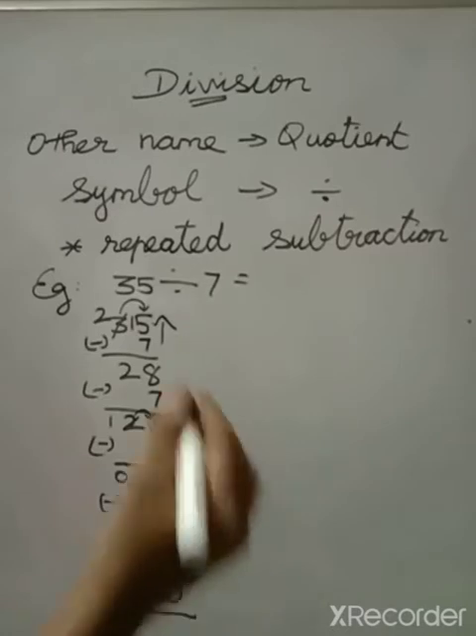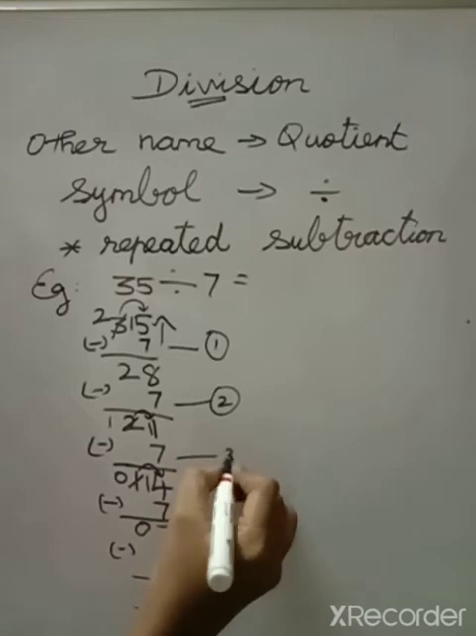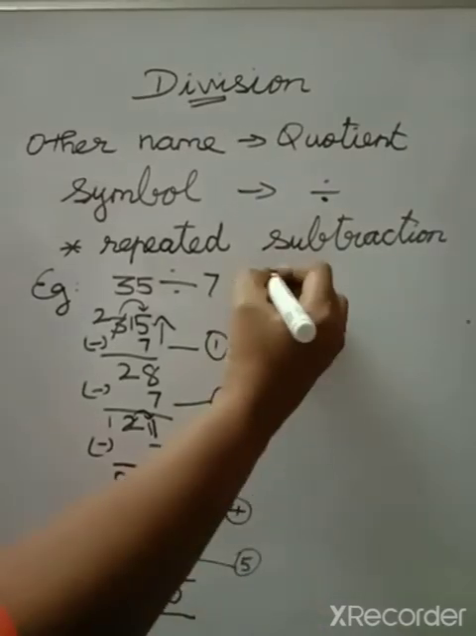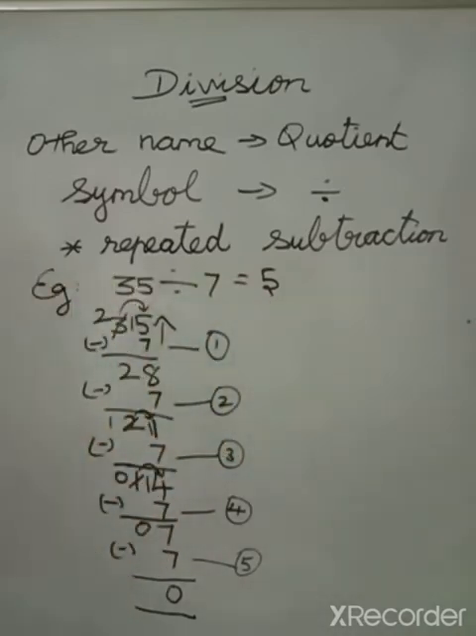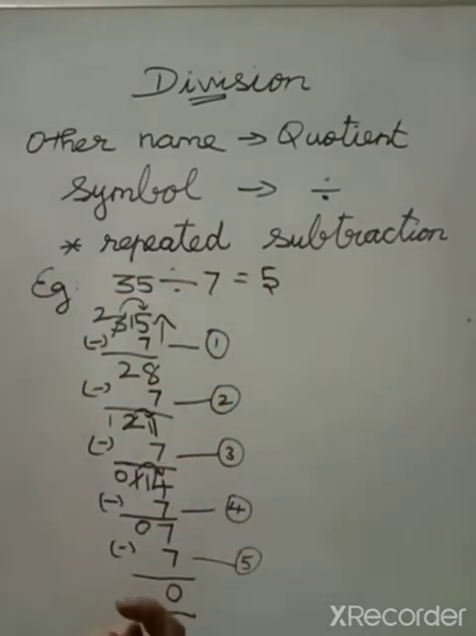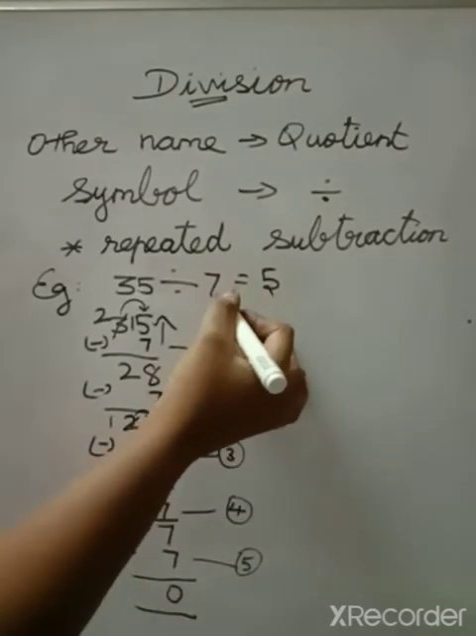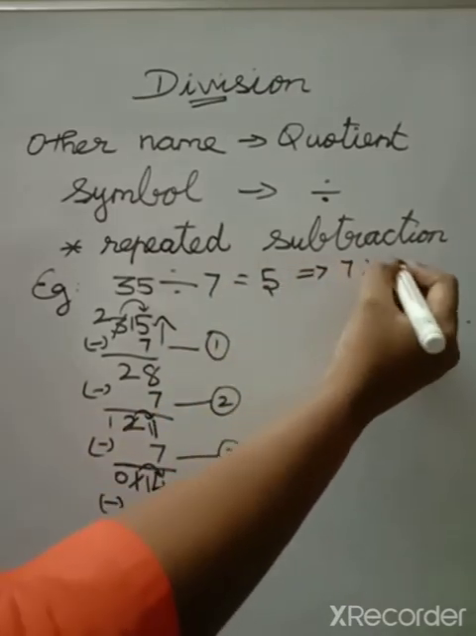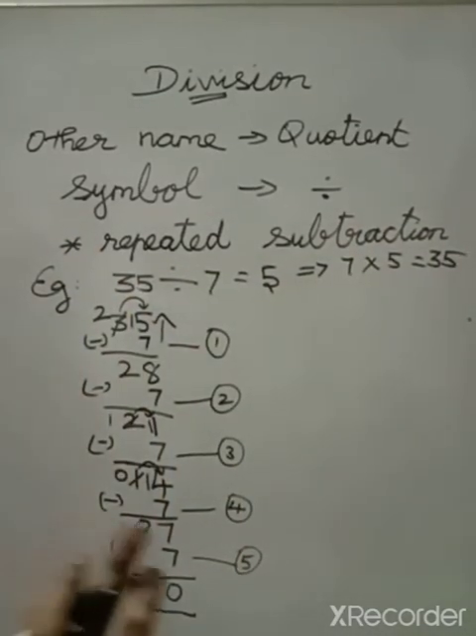Now we want to count how many 7s there are. See here, it is 1, 2, 3, 4, 5. How many times does it come? 5 times. So the answer is 5. When you multiply these two numbers, you should get the bigger number. I already told you that for multiplication, subtraction and division, tables are very important, isn't it? So 7 into 5, 7 fives are 35. You are getting the first, bigger number, so the answer is correct.